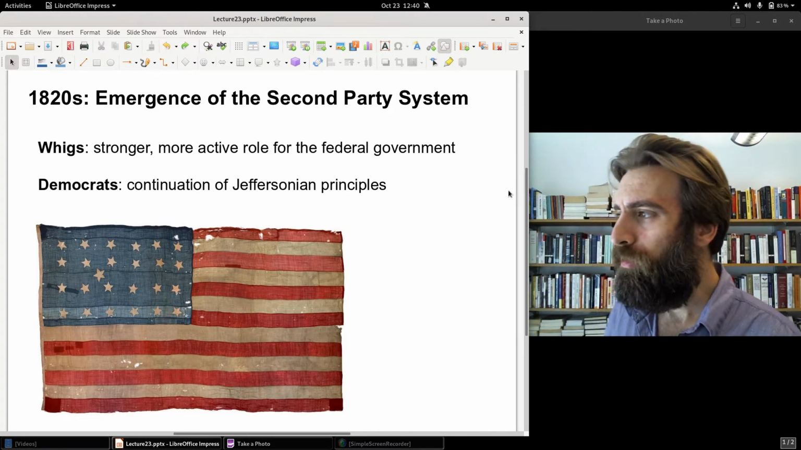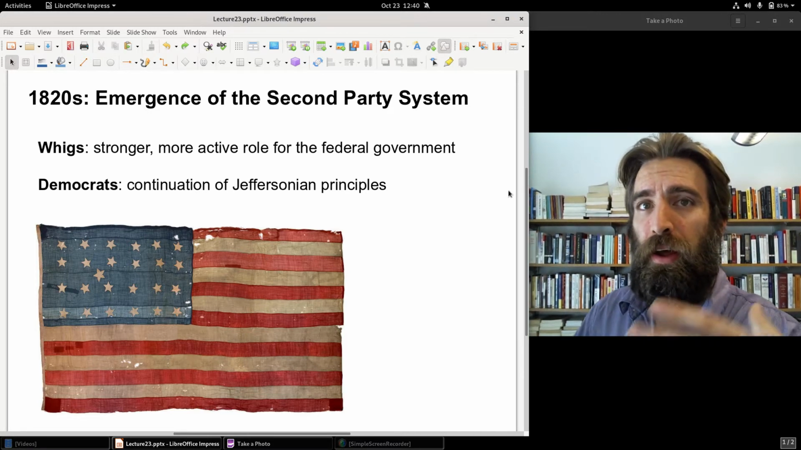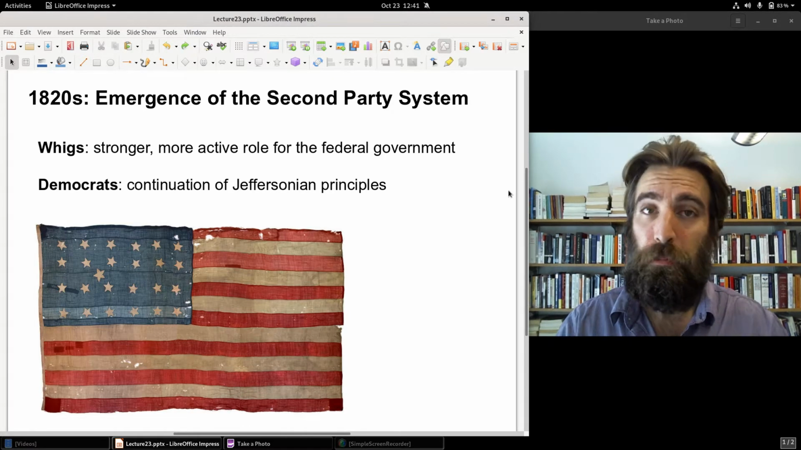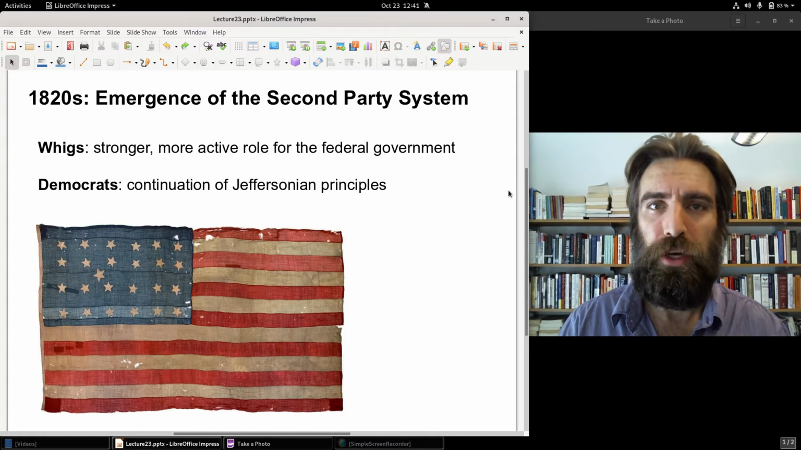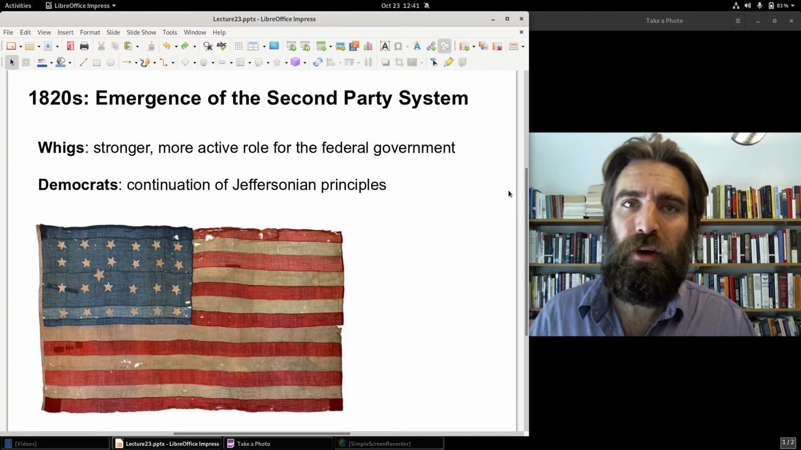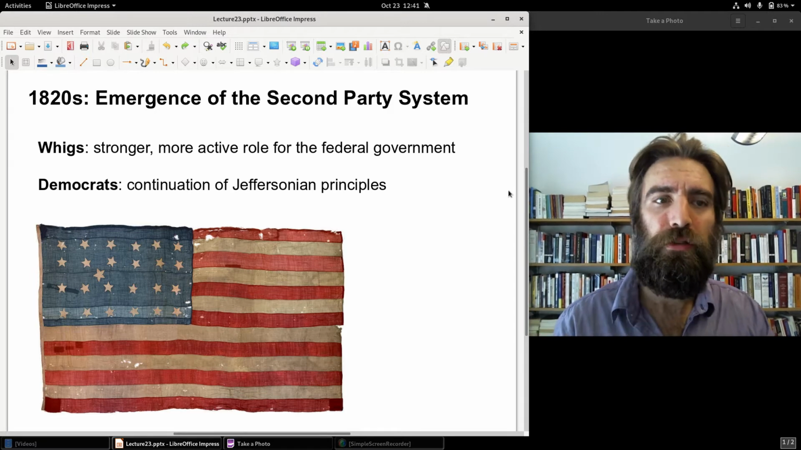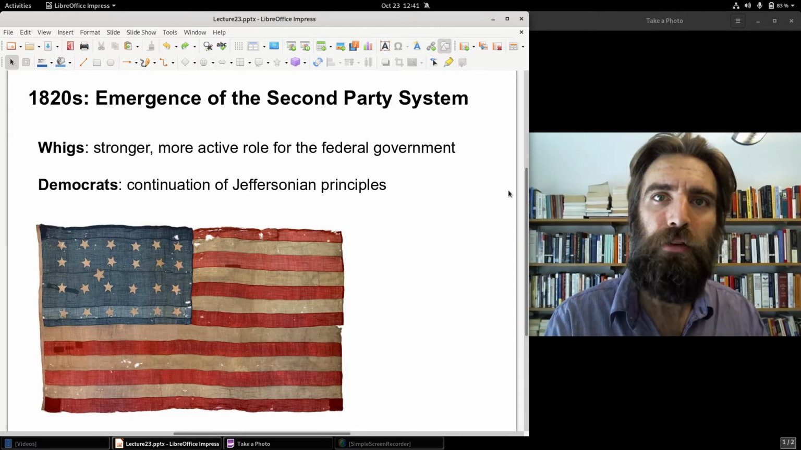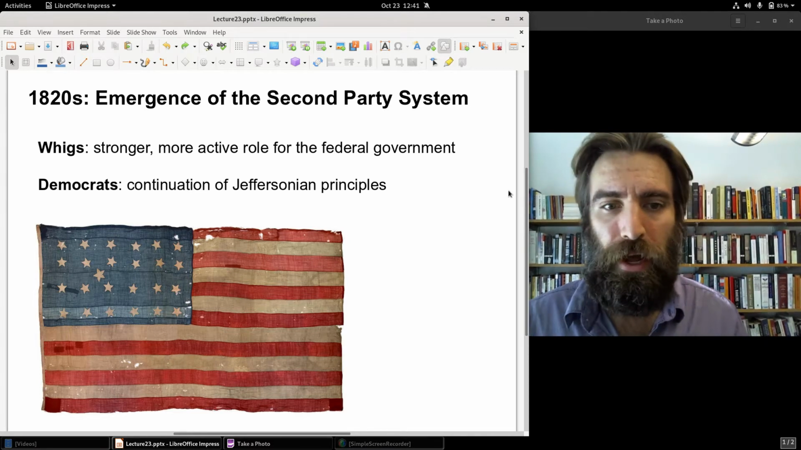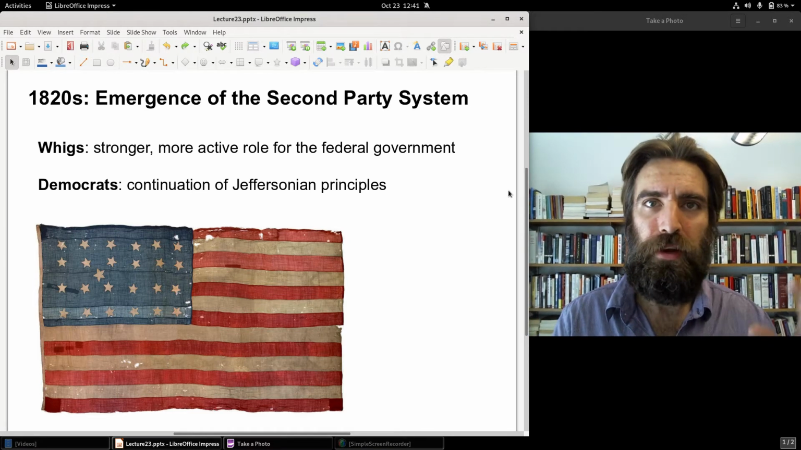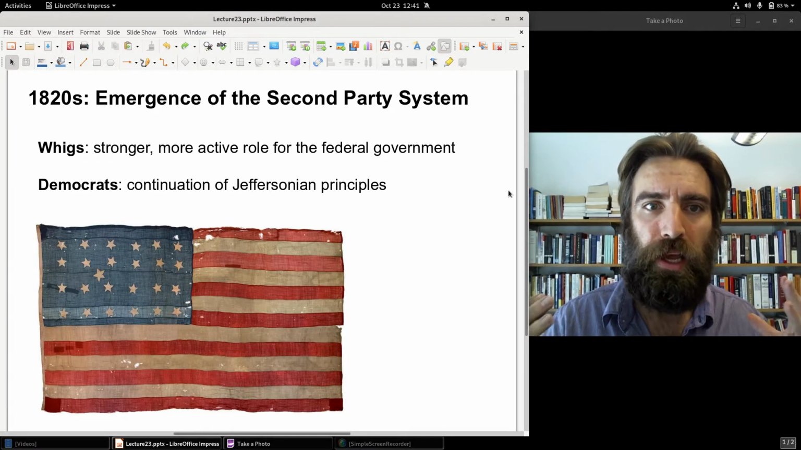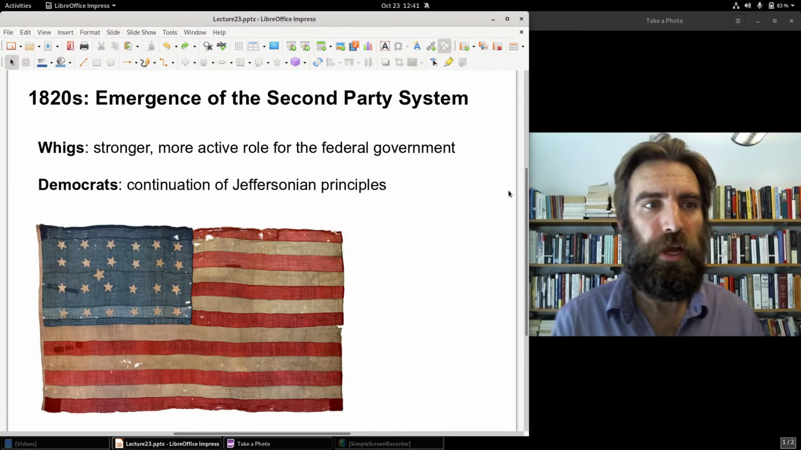Whigs also support using federal dollars, federal funds, in order to finance the building of infrastructure projects like roads and canals, bridges. Democrats say, no, that's unconstitutional. There's nothing in the Constitution giving Congress the power to do something like that. But for our purposes, there is another policy question on which they differ, and that is on the question of the Bank of the United States.